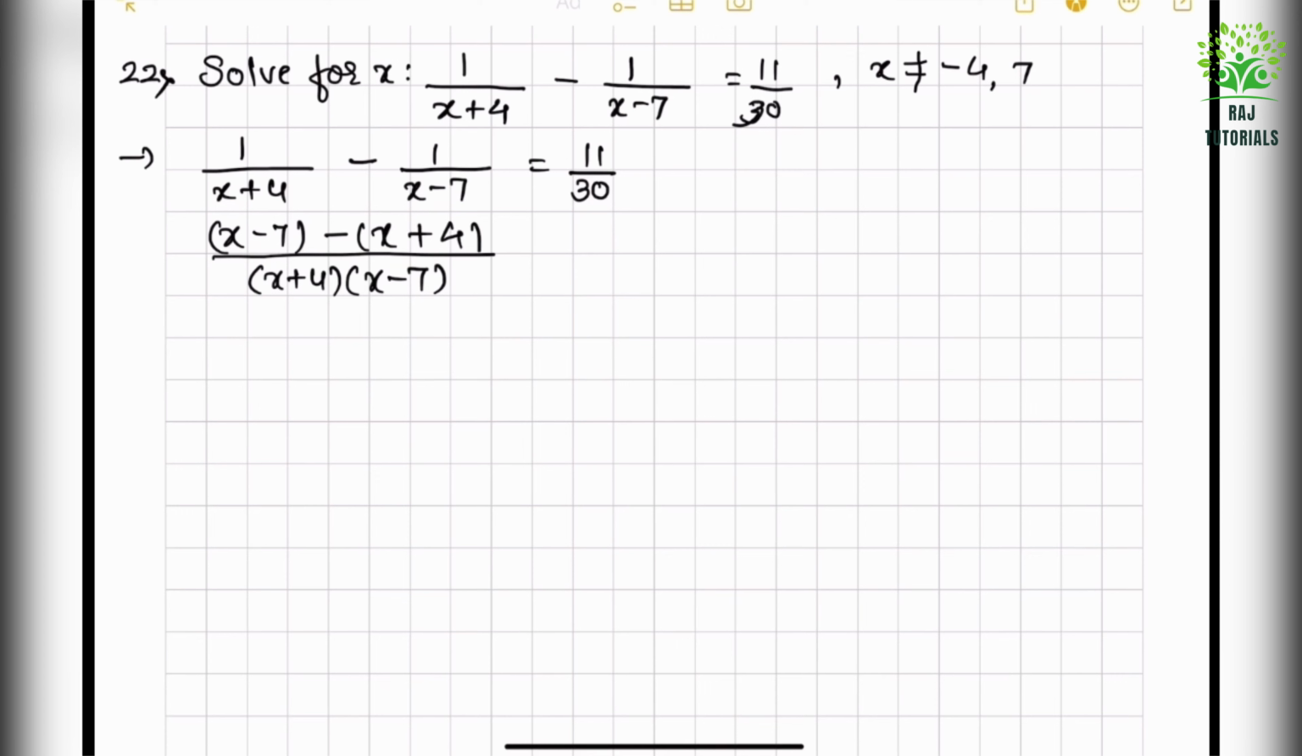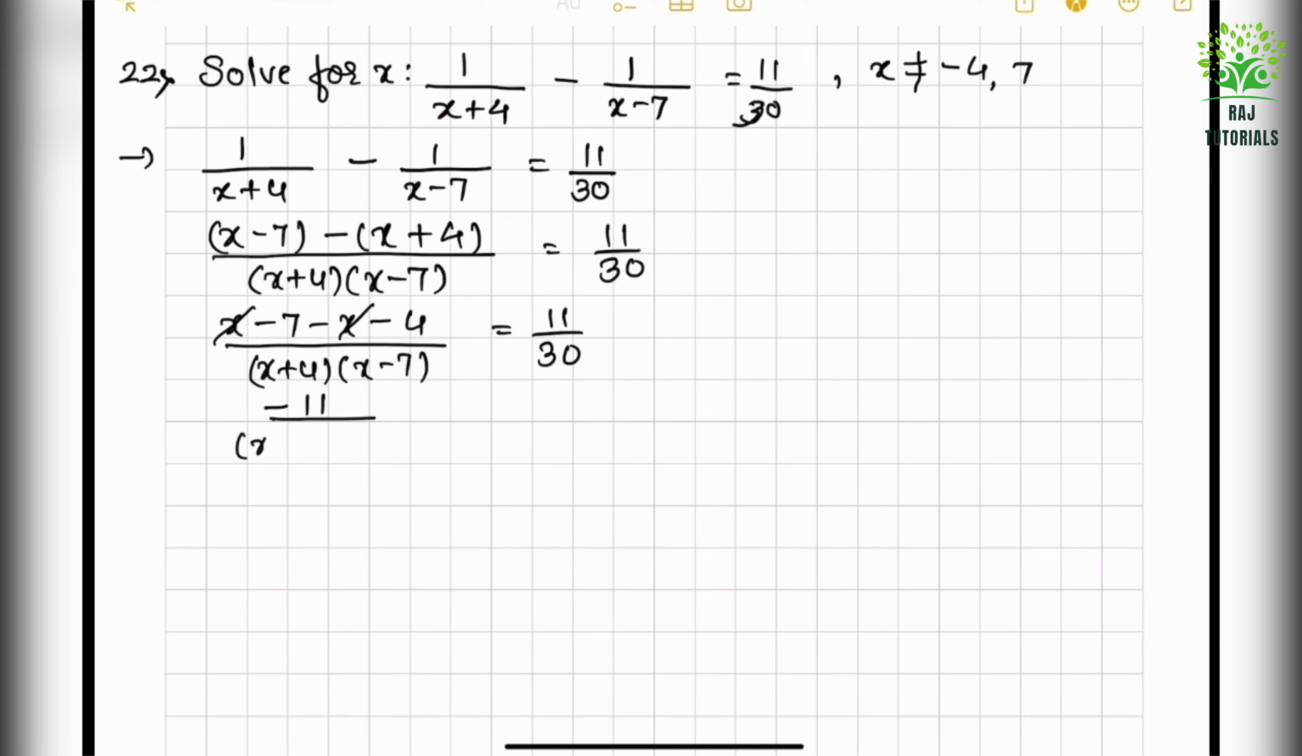So x minus 7 minus x plus 4 equal to 11 upon 30. So this will be x minus 7 minus x minus 4 upon x plus 4 into x minus 7 equal to 11 by 30. So x gone. So minus 7 and minus 4 will be minus 11 upon x plus 4 into x minus 7 equal to 11 upon 30.